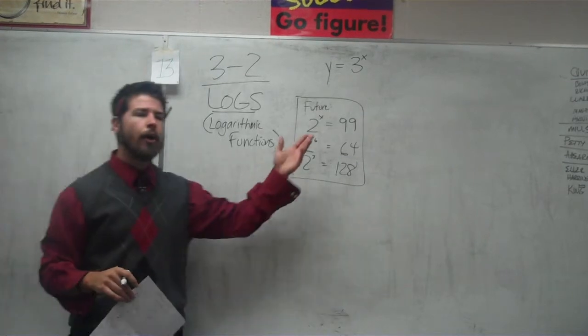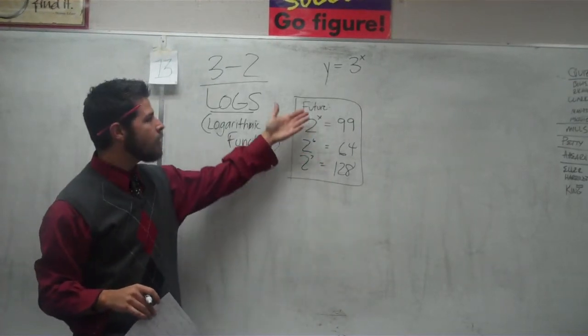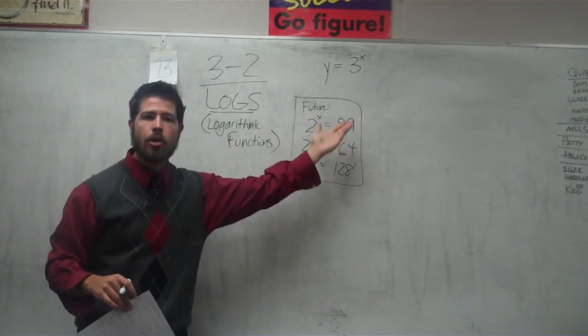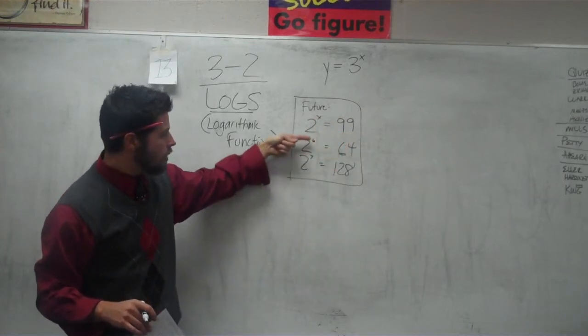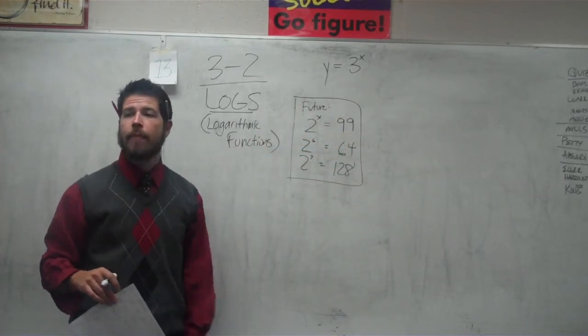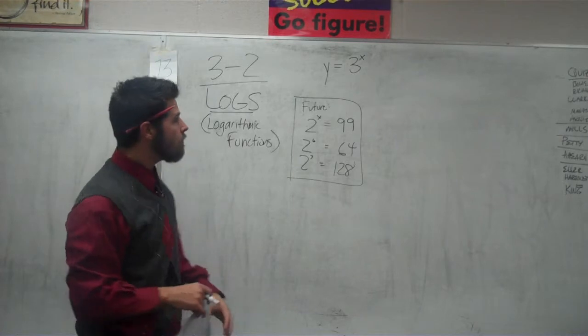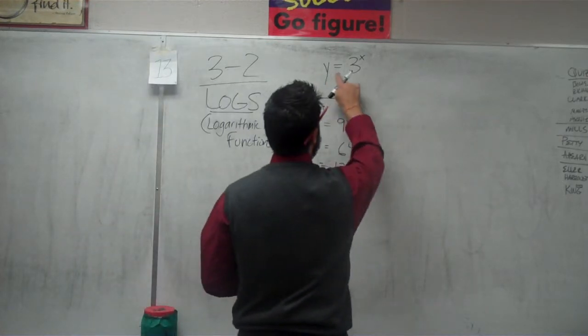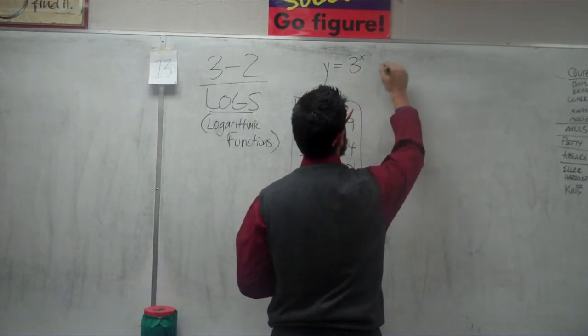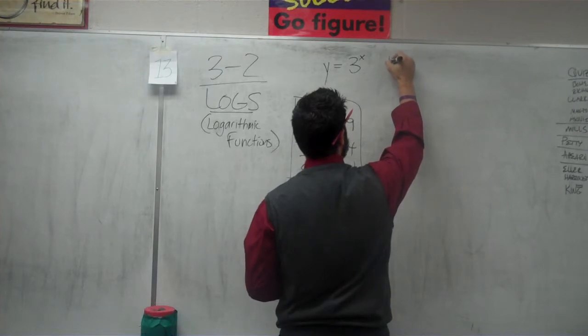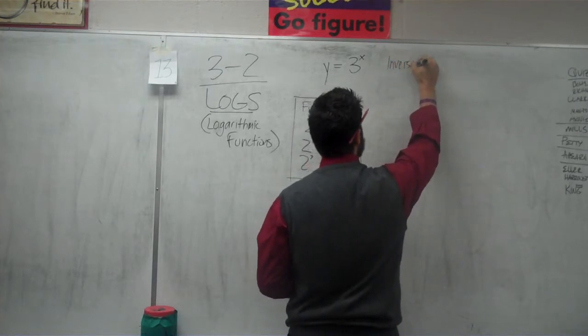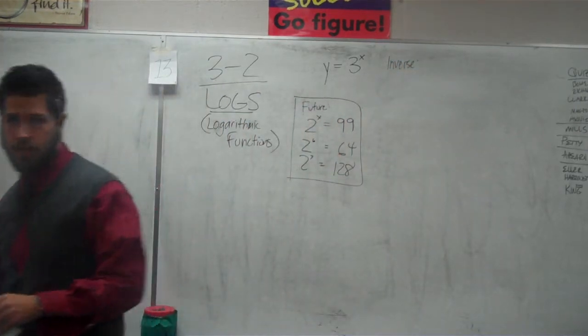Now you can use trial and error all day using your calculator, but what number is going to give you exactly 99? Nobody knows for sure. I know it's going to be between 6 and 7. Our job is to find it eventually. If I gave you y equals 3 to the x in 3-1, I can talk to you about the inverse of that function.